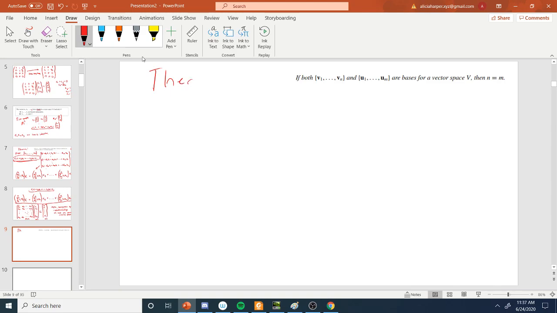This theorem is a bit simpler, but it depends on the previous one. If both v1 through vn, this set, and the set of vectors u1 through um are bases for a vector space V, then n has to be equal to m. So let's do the proof of this.